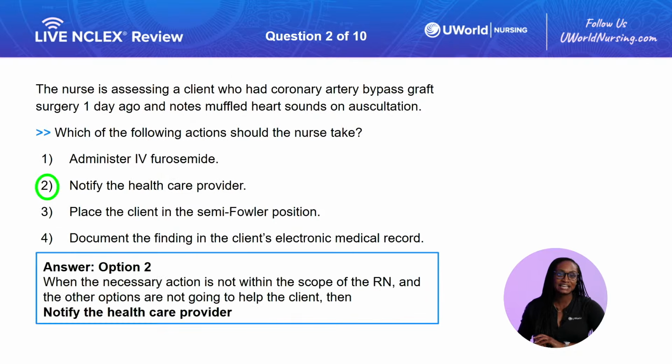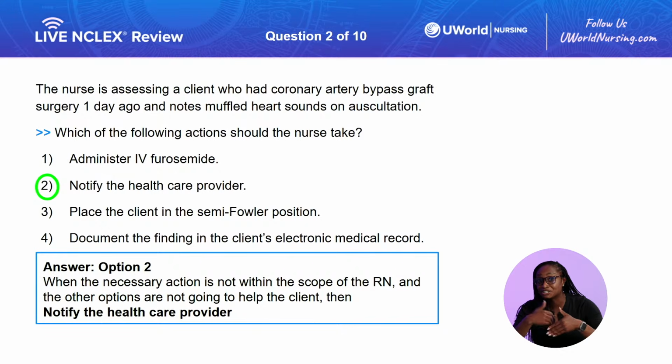But okay, correct answer for this one is option 2, notify the healthcare provider. So our client had a coronary artery bypass graft or a CABG 1 day ago. So we are doing close monitoring because there can be some severe and quickly forming complications that can happen. So those muffled heart sounds on auscultation, this is indicative of a cardiac tamponade, which is life-threatening and requires immediate intervention. So that's when fluid builds up around the heart, so in that pericardial sac. And as that fluid builds up, it kind of hinders the heart from pushing blood forward and actually contracting well.